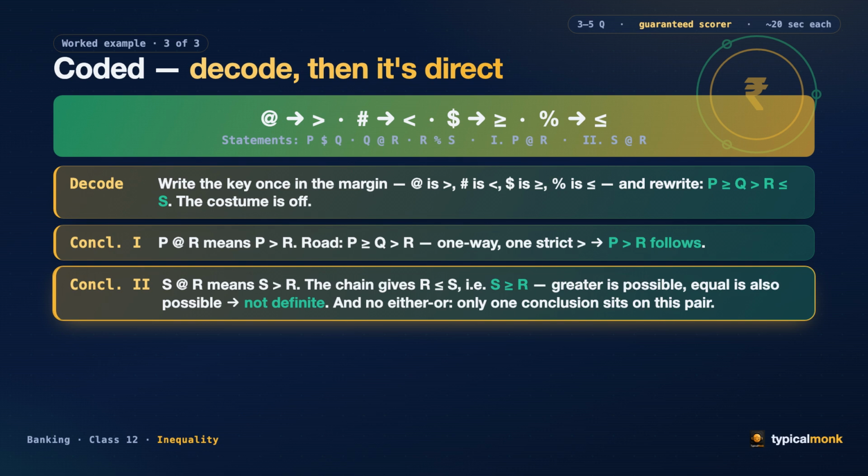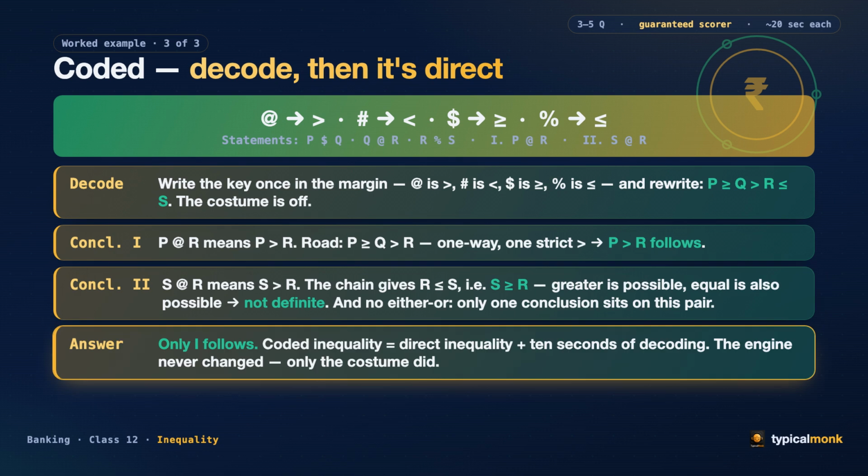Step 3. Conclusion 2. S @ R, meaning S > R. The chain gives R ≤ S, meaning S ≥ R. Greater is possible, but equal is also possible, so not definite. And no either or rescue here, because only one conclusion sits on this pair. Step 4. The answer. Only one follows. Remember, coded inequality equals direct inequality plus 10 seconds of decoding. The engine never changed, only the costume did.